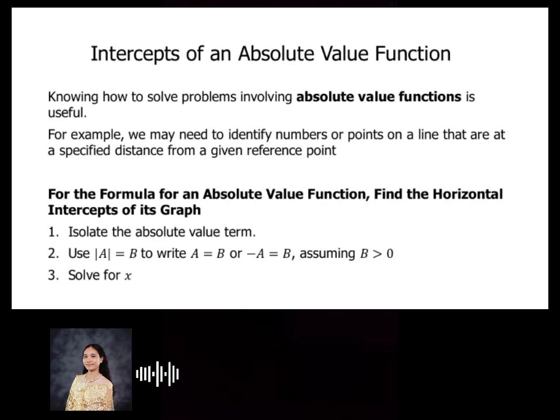First, isolate the absolute value term. Then, use |A| = B to write A = B or -A = B, assuming B is greater than or equal to 0. Third, solve for x.